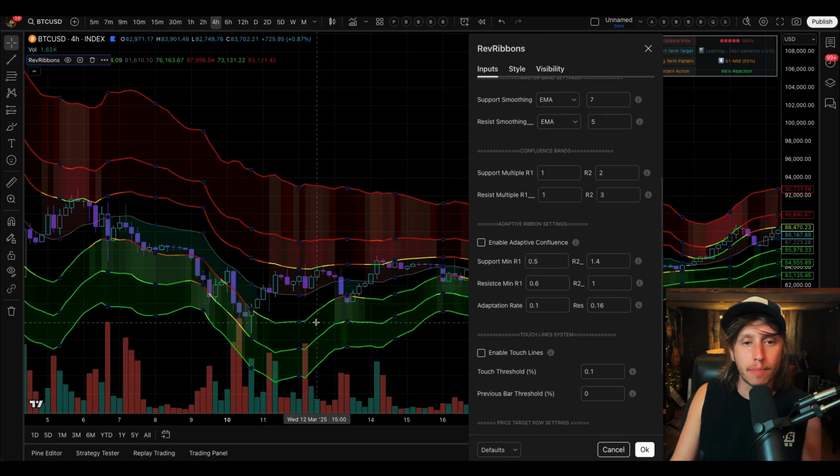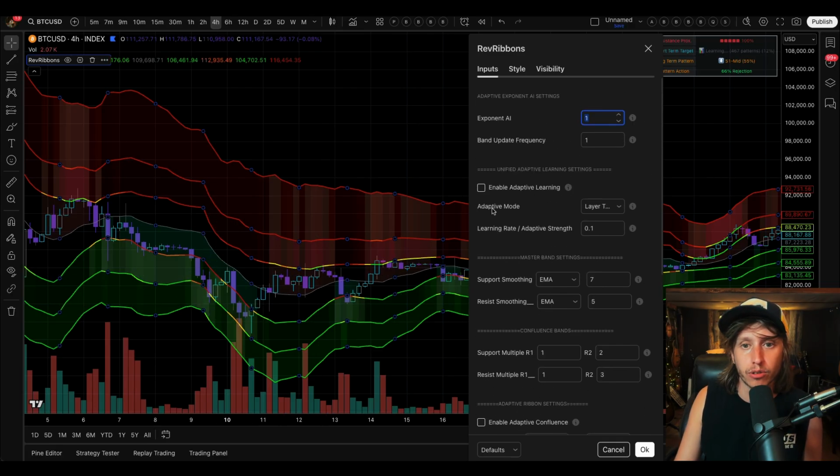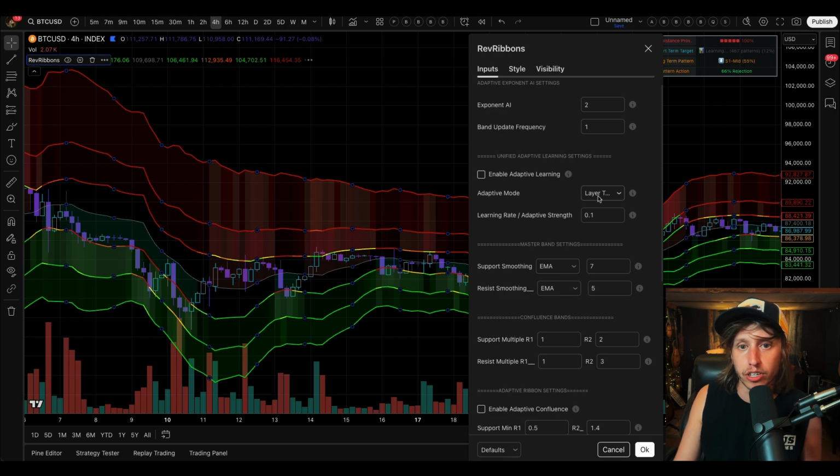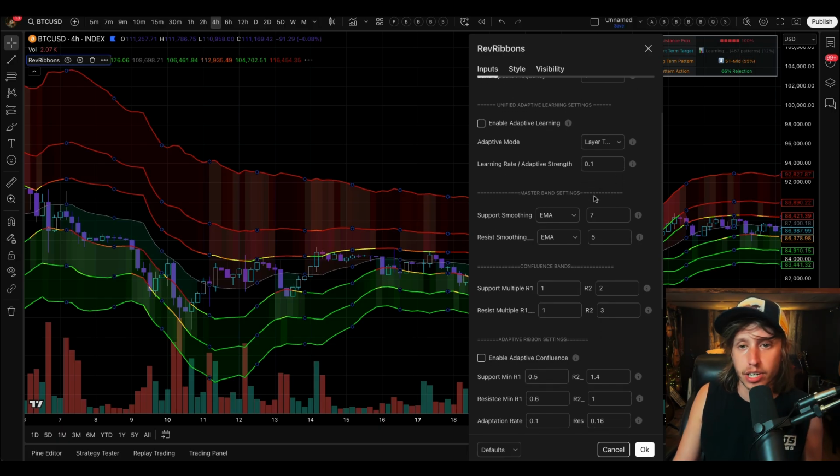So generally, when I'm going through settings, I'm trying to find where price is respecting the bands the most possible, especially in bounce areas and reversal areas. So you might do that. You might put Exponent AI on 2 or 3. Might enable adaptive learning, and we'll look at this really briefly later on. It's just going to take experimentation.